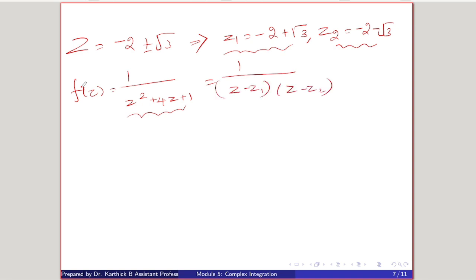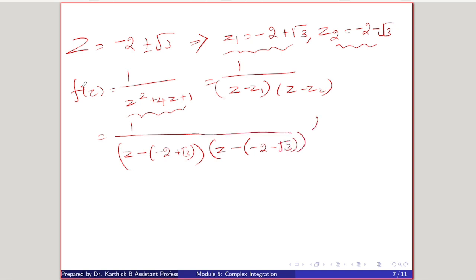What does this mean? Simply, z minus of minus 2 plus root 3, into z minus of minus 2 minus root 3. So this can be written like this. I will take 1 by z minus z1 into z minus z2 for simplification purpose.